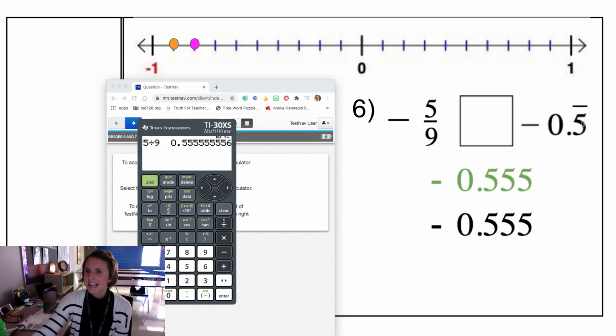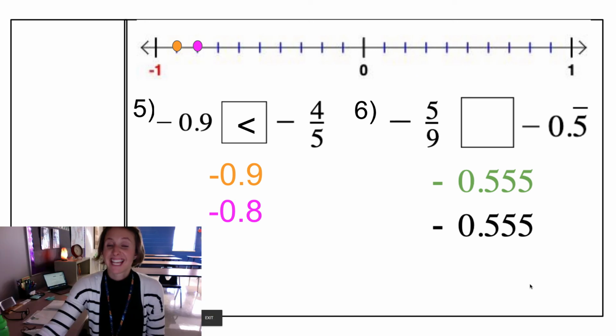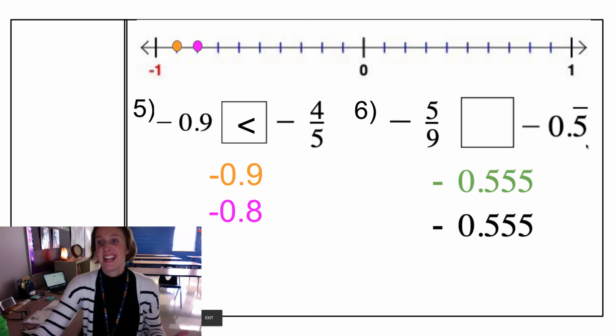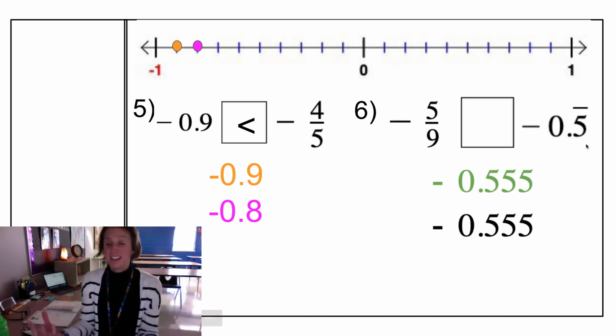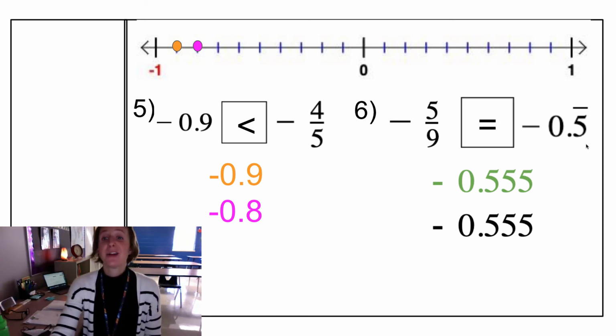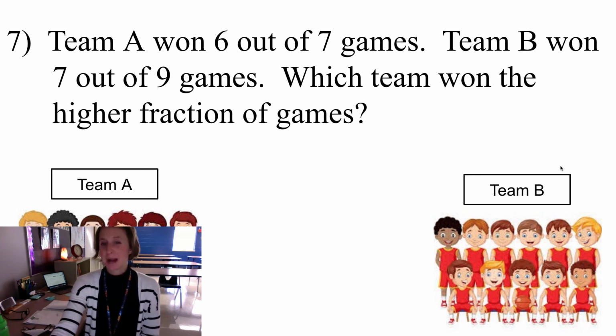Whoa, wait a second. This one right here is negative 0.5 repeating, right? This 5 is going to go on forever. You'll notice I just did 3 of the digits in each number, but they're both going to repeat 5s forever. Negative 5/9 and negative 0.5 repeating, they're the exact same value, so they are equivalent to each other. They are equal to. Let's do our last problem.